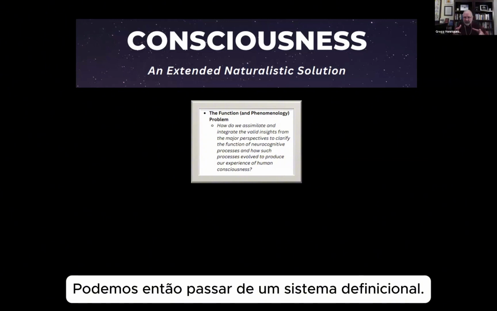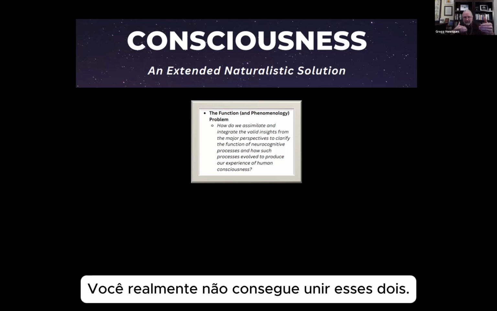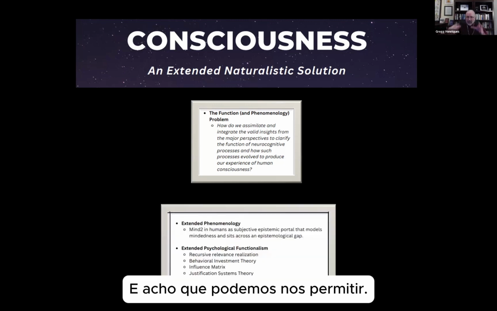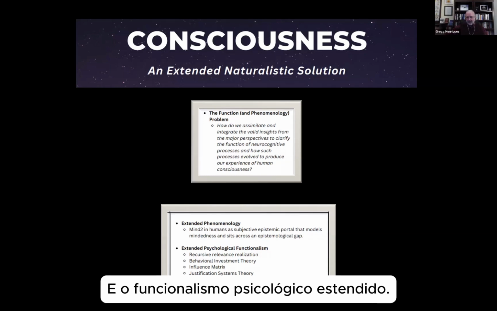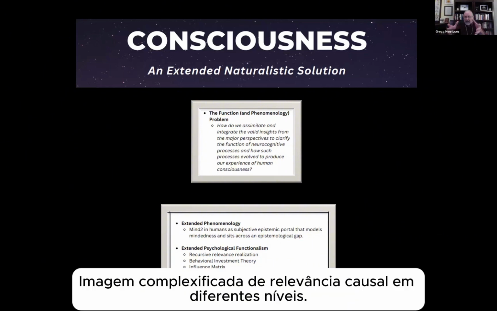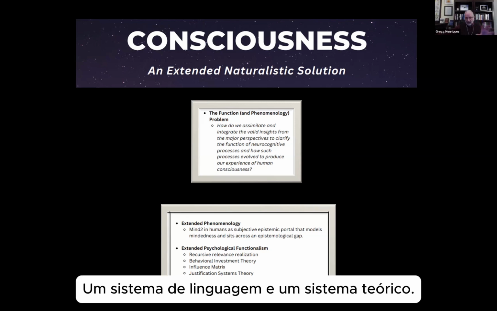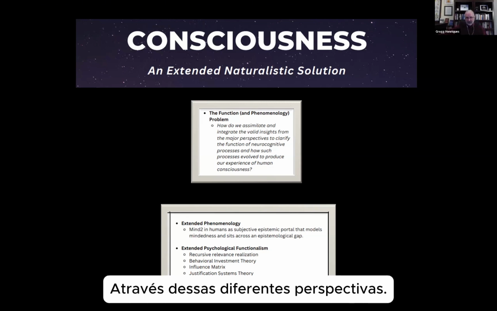We can then move from a definitional system into the function and phenomenology problem. Again, the hard problem says, hey, you can't bind these two really. We have a scientific understanding of the function problem, but phenomenology, that's much harder. Actually, I'm not sure that's the case. And I think we can afford ourselves an extended phenomenology and an extended psychological functionism that creates a coherent, complexified picture of causal relevance across levels that enables us to see, with a language system, a theoretical system and a phenomenological feeling system, a sense of coherence across those different perspectives.